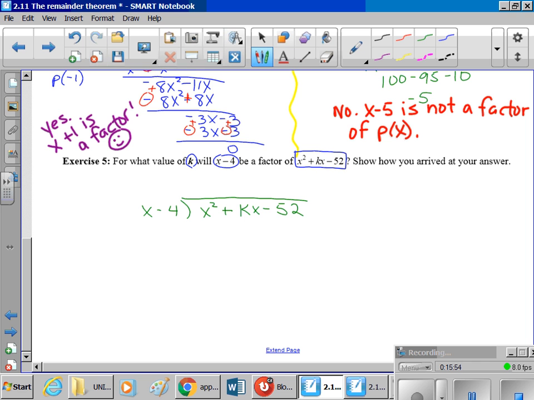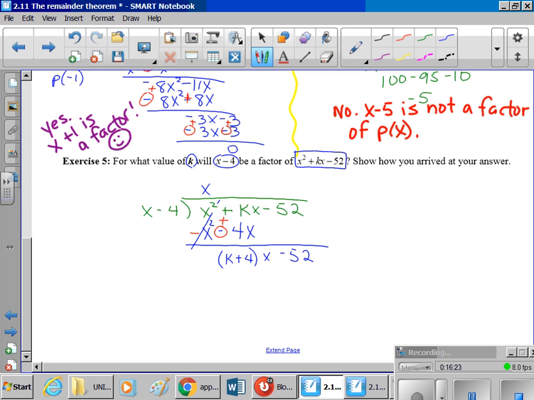So we're going to start the same way that we did before. We're going to say x goes into x squared, x times, right? So do the multiplication, and we get x squared minus 4x. And now we're going to change our signs just like we have before. And then what do we get? These cancel. And I can't really write this, but I can write it like this. How about k plus 4x minus 52?